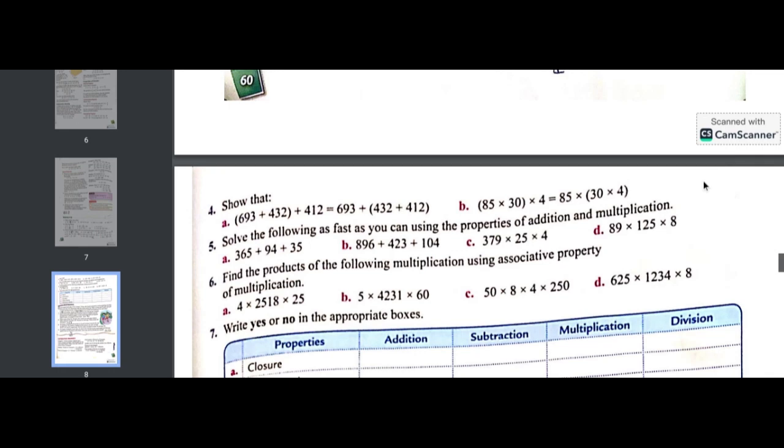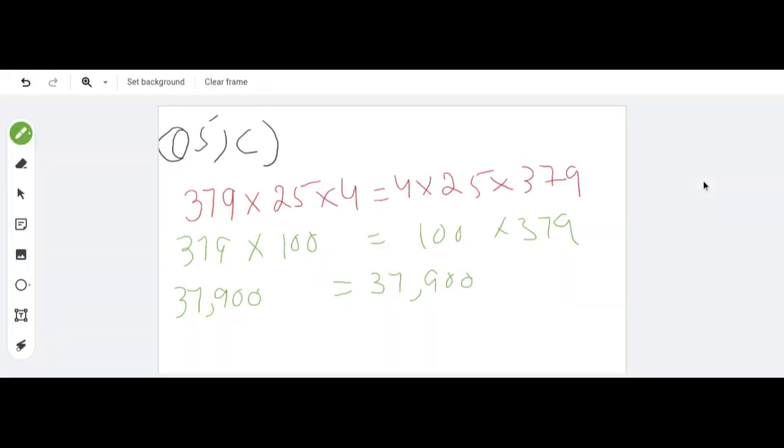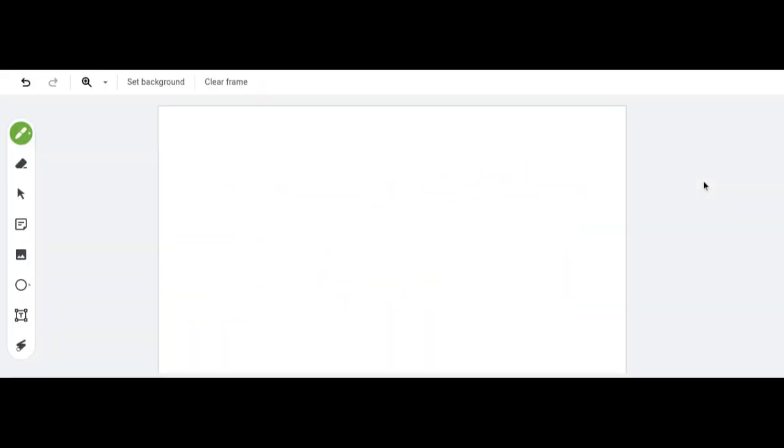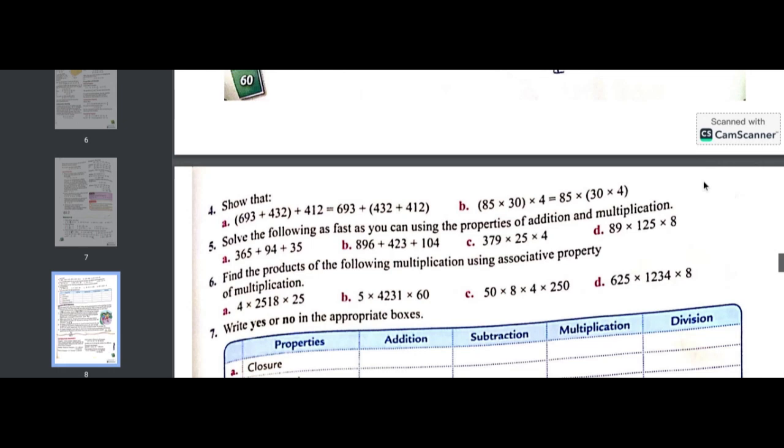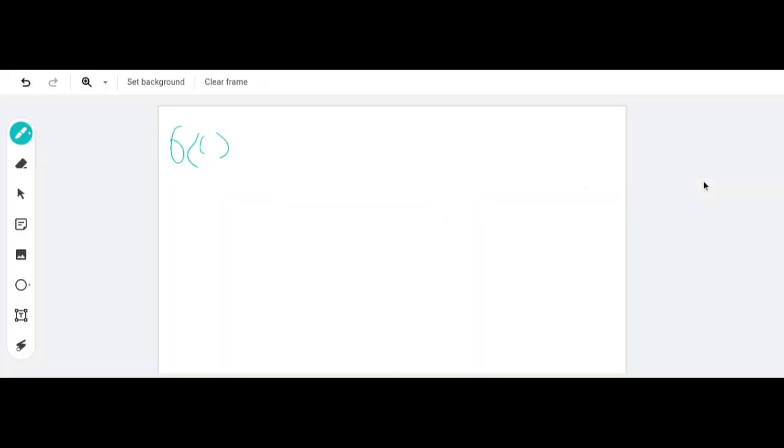Now the sixth part. Find the products of the following multiplications using the associative property of multiplication. What is the associative property? It means that we have to switch the places of the brackets. Can I do the C part? Sixth C part says 50 times 8 times 4 times 250.